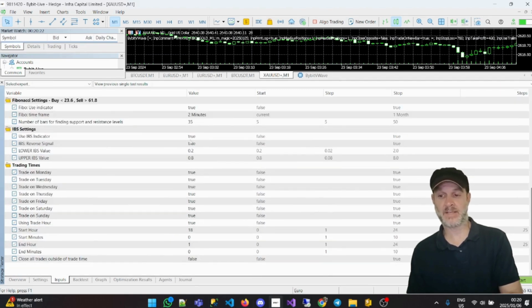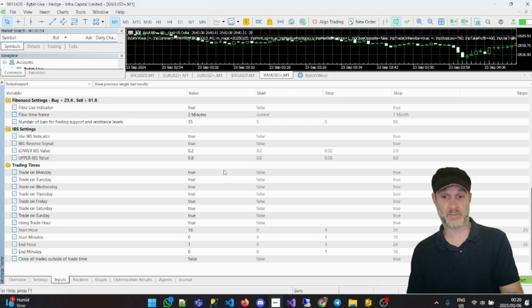And the last setting is the IBS settings. Now this has got nothing to do with colons, but IBS stands for internal bar strength. How that works is that generally it's used as a mean reversion strategy. So if your bar strength is below 0.2, it will look for a buy signal, very similar to the strategy used with Fibonacci. And if your IBS is above 0.8, it will look for a sell signal.